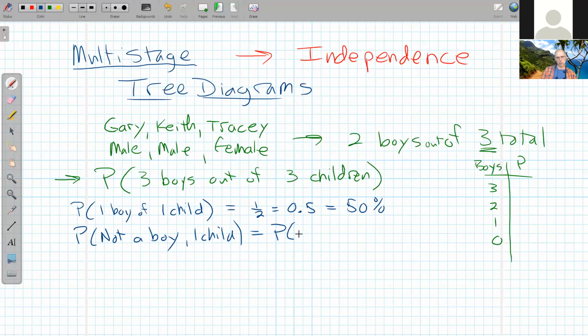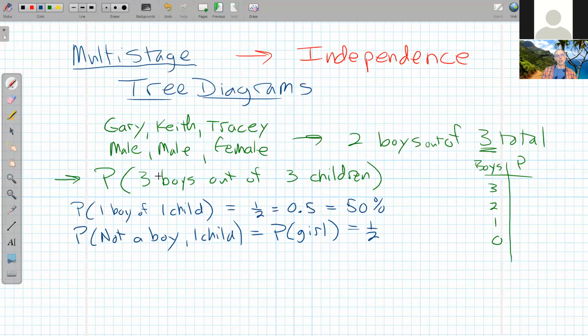That's going to be the same as the probability of having a girl, and that's also going to be 1/2. So we just have 2 things. It's like flipping a coin. It's either a boy or it's a girl. It's either a head or a tail. I'm not equating heads with boys and tails with girls, by the way.